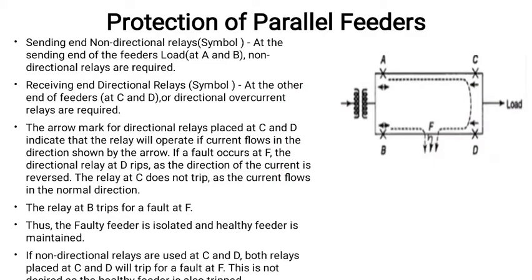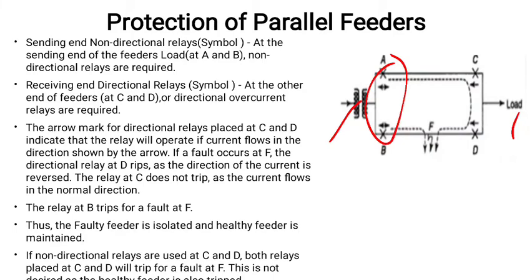Now the protection of a parallel feeder. Here there are two feeders. This is the sending end, this is the load. The sending end has a non-directional relay symbol. So this is the sending end which has two arrows. At the sending end of the feeders A and B, there are non-directional relays which are required.